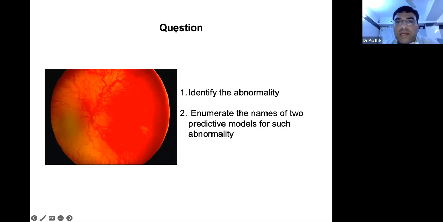And the second question is: enumerate the names of two predictive models for this abnormality. Means, are there any predictive models through which you can predict ROP in such babies using weight, insulin-like growth factor, or gestation, and so many things as a surrogate of developing ROP? Can anyone name them?